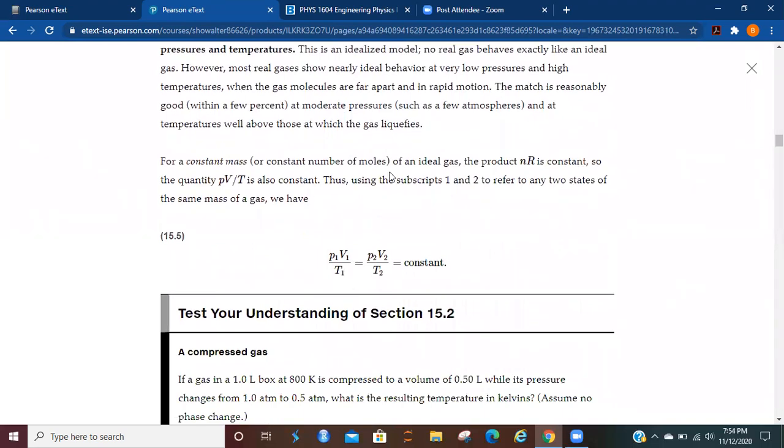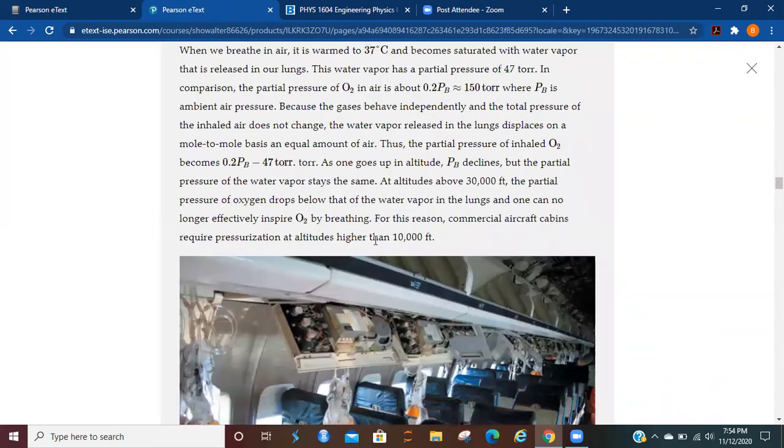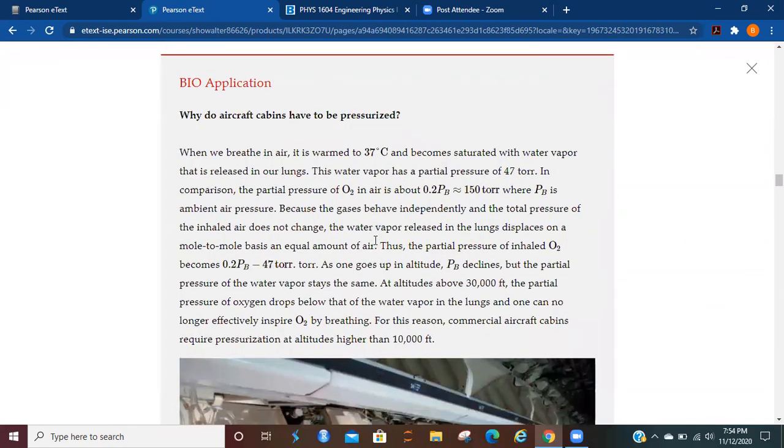For a constant mass or constant number of moles in an ideal gas, this particular product is going to be constant. Obviously, if R is constant for everything, and this is made to not change, then its product is not going to change. And thus, this relationship is going to remain constant. So if you were to keep one constant and vary the pressure, then you could tell what the new volume is going to be. And here, in fact, are some problems to talk about that. This bio application is also something very interesting to read.